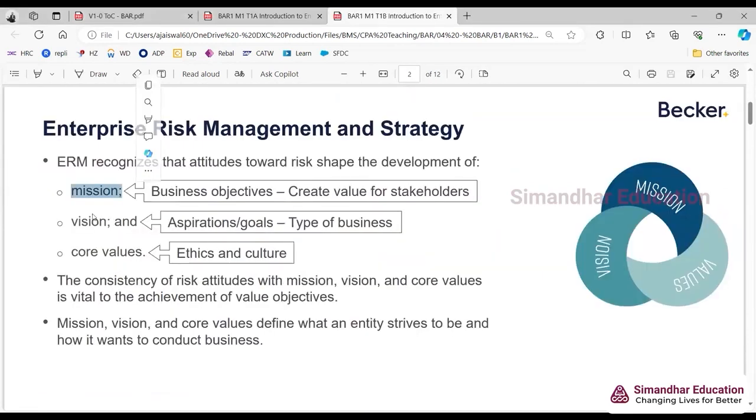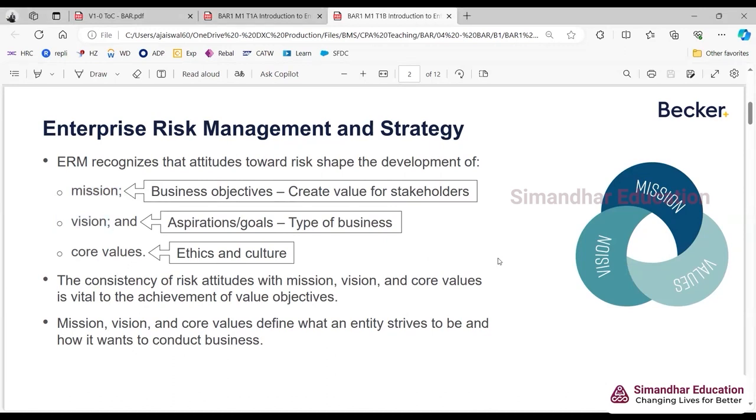Three terminologies you might have read about: mission, vision, and core values. Mission and vision are very common terms, right? I'm not asking whether you know the meaning, just whether you have heard these terms or not. Only one person? Okay, good. So now we will understand what they actually mean.